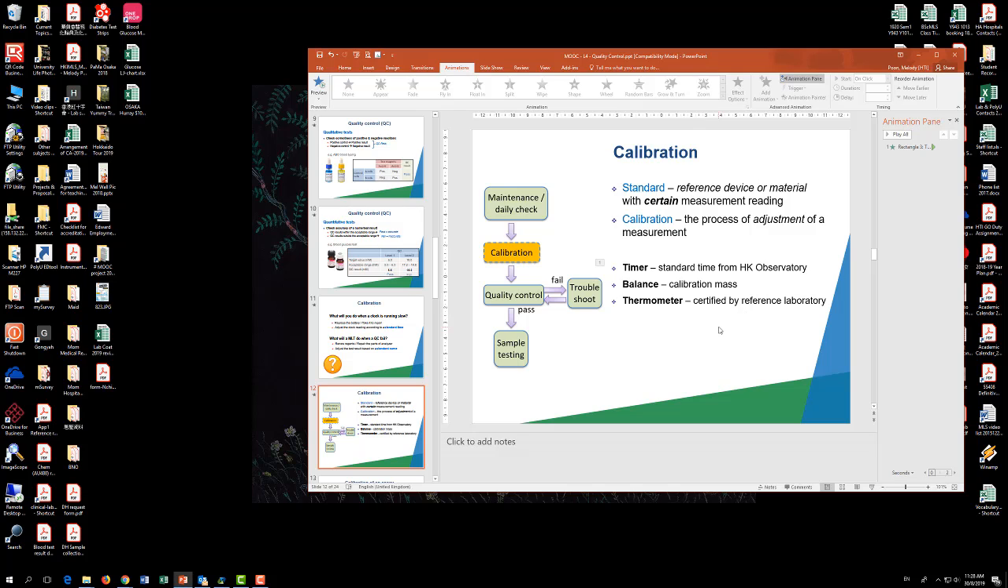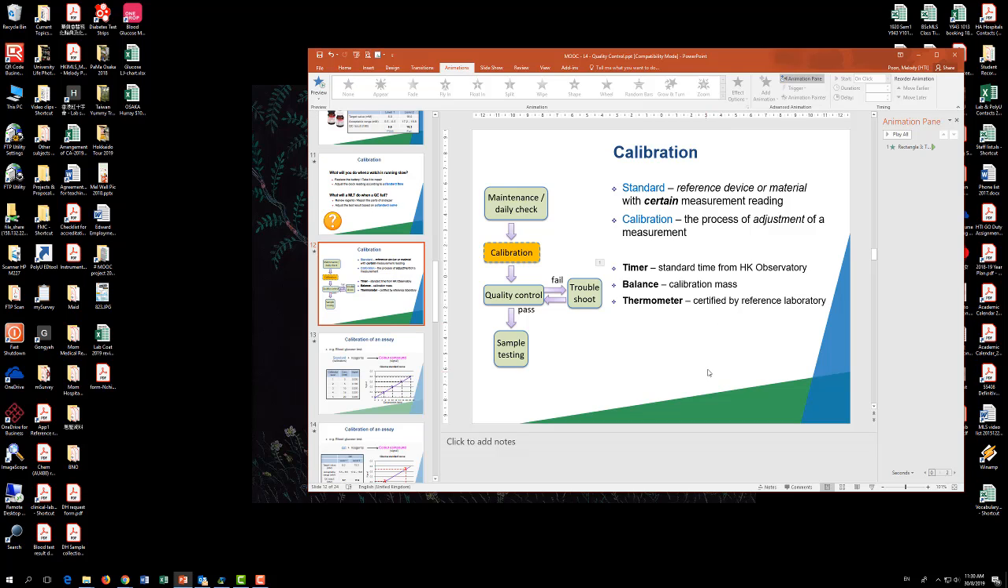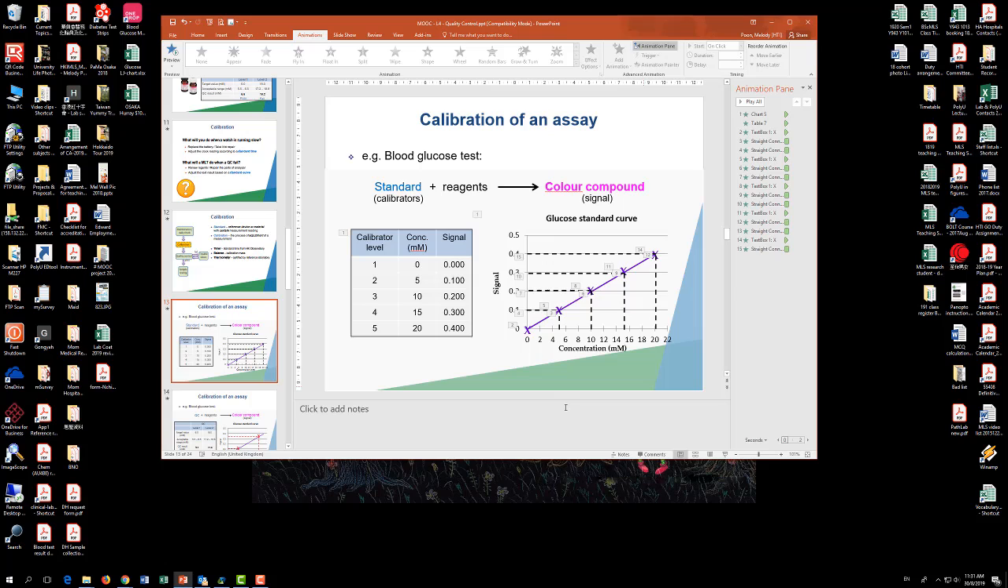After checking, we will do calibration. It is a process of adjustment of a measurement. Just like when your watch is running slow, after you change the battery, you will adjust the pointer towards the correct time. So how can we calibrate an assay in the lab?